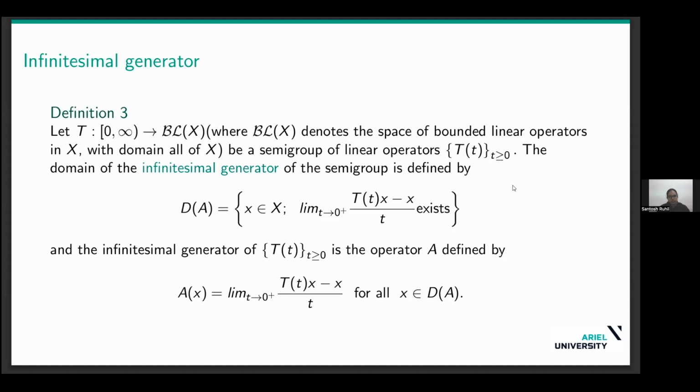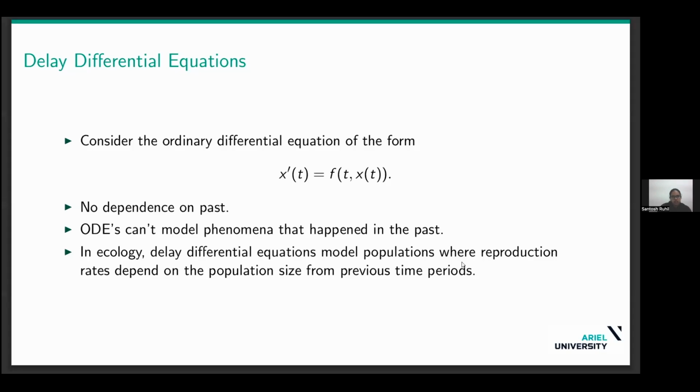The next thing is the infinitesimal generator of the semigroups. Let T(t) be a semigroup of linear operators. Then the domain of the generator is given by the collection of all those elements from the Banach space X for which the positive limit of this expression exists. The infinitesimal generator of the semigroup is the operator A, which is defined as the positive limit of this expression for all x belonging to the domain of A.